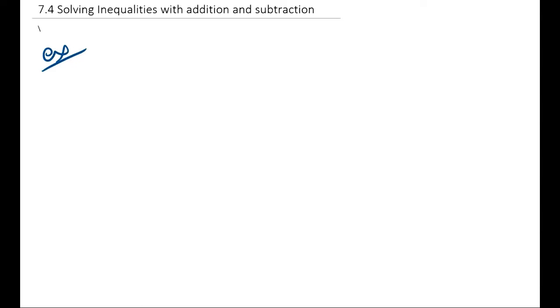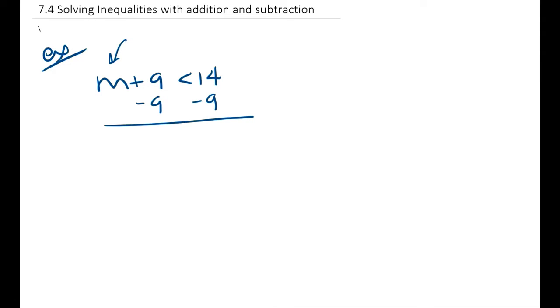So if I have something like m plus 9 is less than 14, we're going to go about this exactly the way that we did with the one-step equations, where we isolated the variable and then we have to either add or subtract away from it. So right now it's being added to 9, so in order to undo that, I'm going to take away 9, just like I did with the equal sign. I'm going to treat the inequality sign like an equal sign and take away 9 from both sides. So I'm going to get m is less than, and then 14 minus 9 is 5.